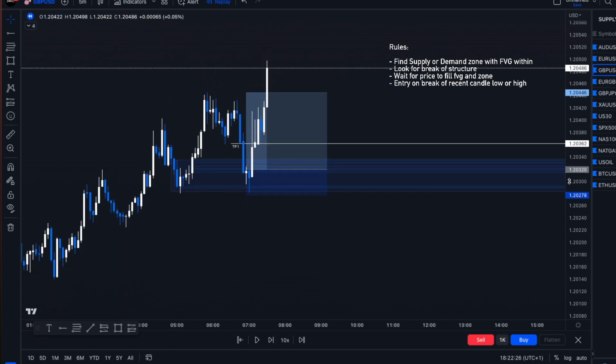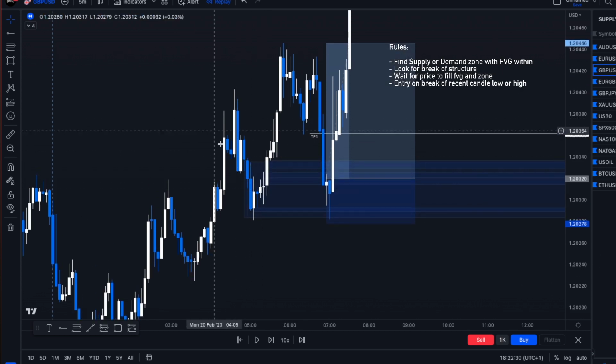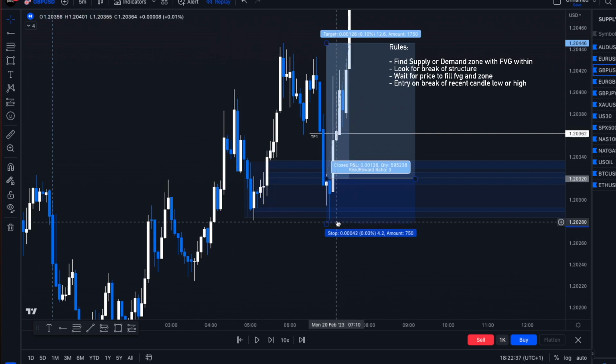There we go. So that's a really nice example of the strategy. Okay, so we've got a 5 minute demand zone with strong buying pressure, breaking structure to the left. Price came back into the zone. We eventually took out all the fair value gaps in the zone.